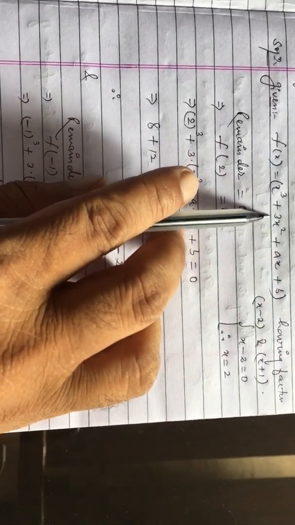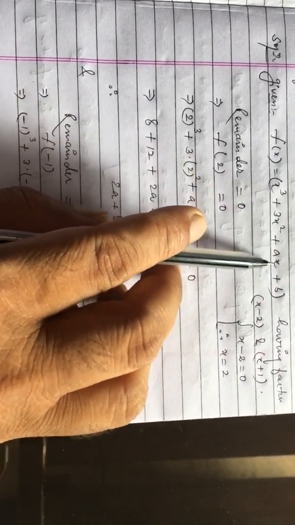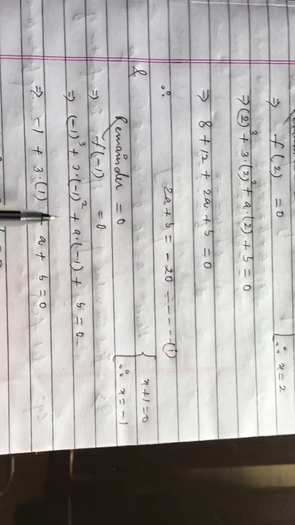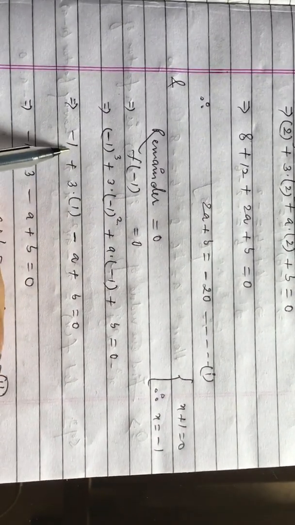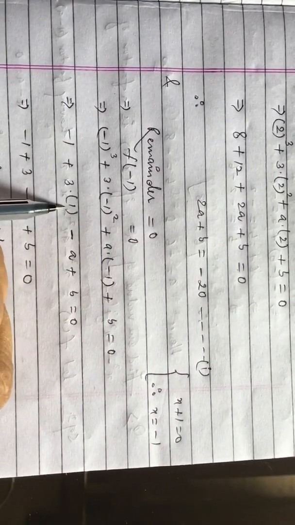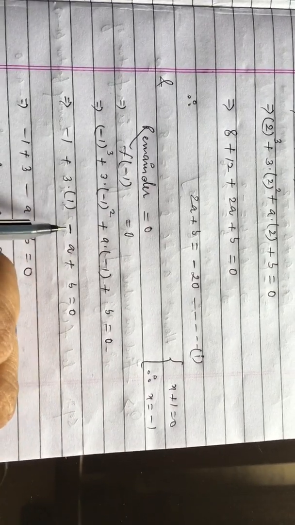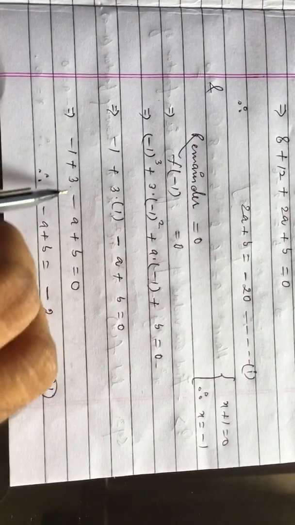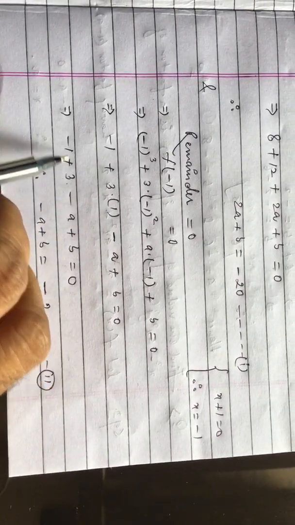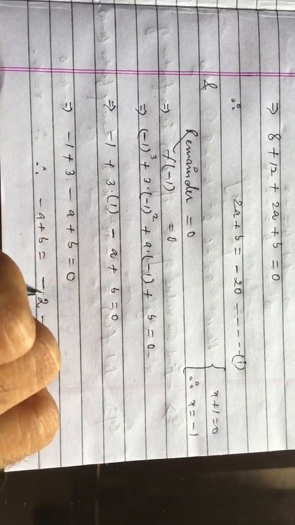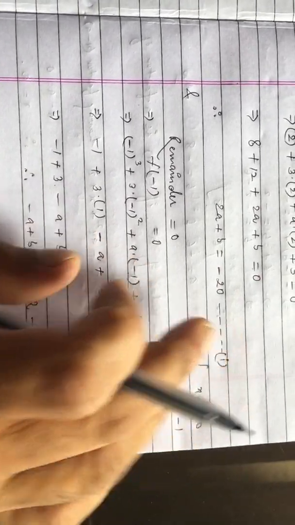Minus 1 cube, plus 3 into minus 1 to the power 2, plus a into minus 1, plus b. See, the cube of minus 1 is minus 1, the square of minus 1 is plus 1, so 3 ones are 3, minus a plus b. Plus 3 and minus 1, that is plus 2, and plus 2 taking this side, minus 2. Equation 2: minus a plus b equals minus 2.